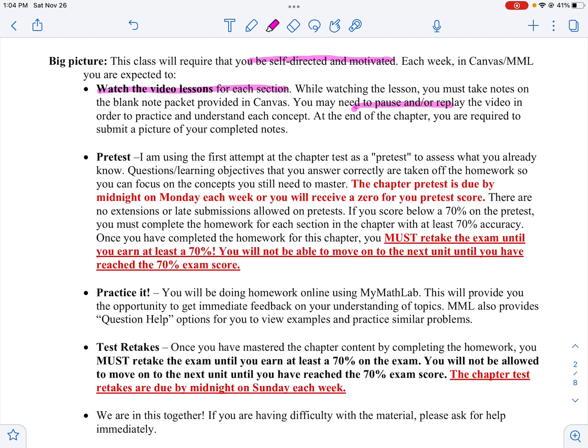You may need to pause the video, replay the video, or watch the video over and over again if there's a concept that you're not quite understanding. But it's important that you're actively engaged when you're watching these videos so that you're learning the information. At the end of the chapter, you're required to submit a picture of your completed notes so that I know you've watched the videos, you've learned the information, and you've completed the notes with us.